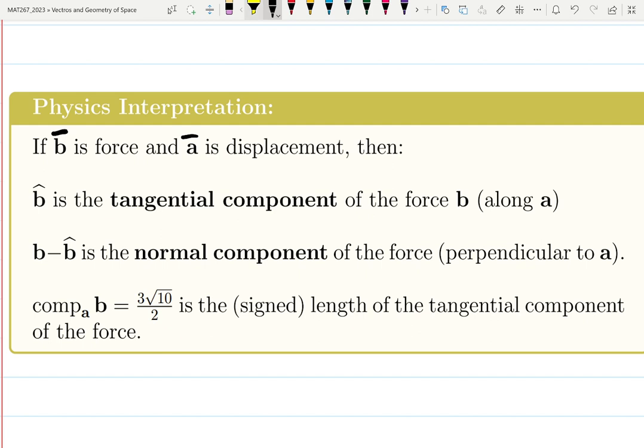Then B hat, that's a projection, remember? Projection. So that is, let me write it down since it's a new term for you. Projection of B onto A. B hat, that's what it is. It's called the tangential component of the force B along A. So you will see that in a physics book.